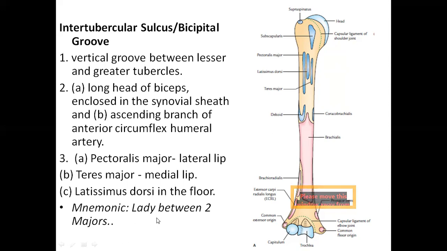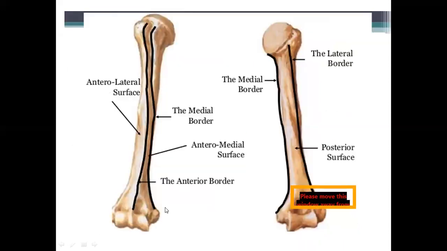You can remember there is a mnemonic for this: lady between two majors. That means L is latissimus dorsi, and medially the major is teres major, laterally the major is pectoralis major. So in between two majors, the lady is nothing but latissimus dorsi.